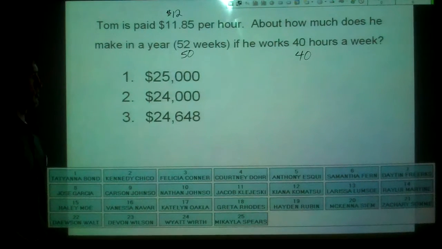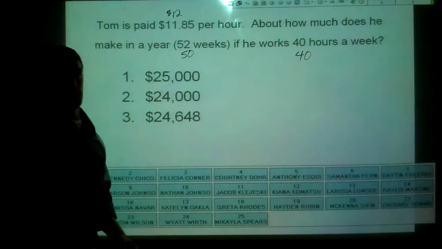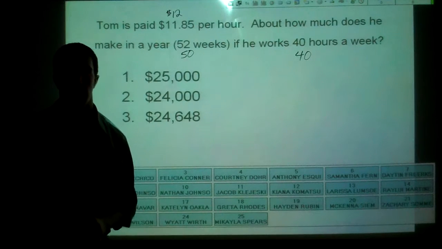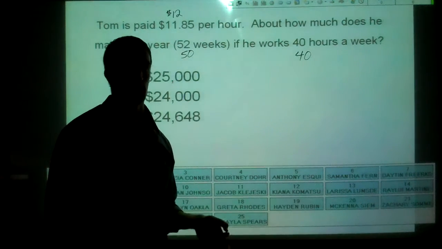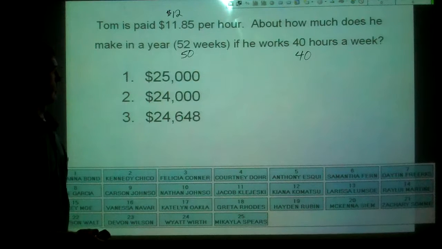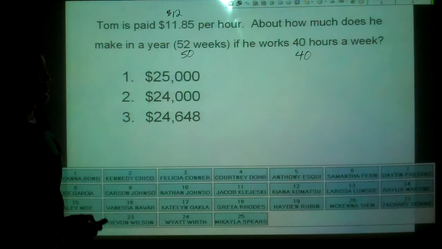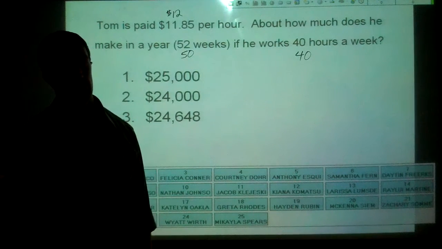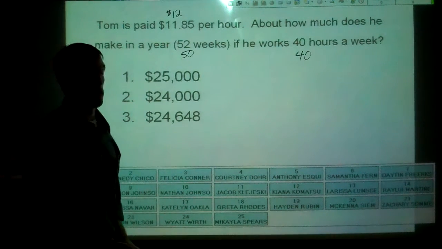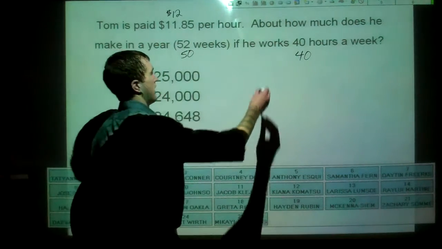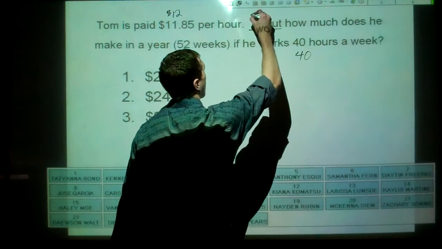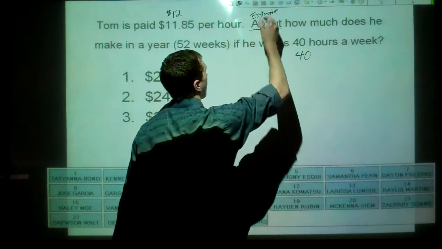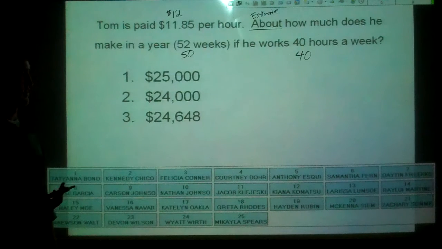So the book would have us round all of these things. I myself would prefer to keep this at 52. So when it comes down to it on a test or something, I'll accept either way. But if they give you that keyword about how much or about something, take advantage of it, because you can make the numbers much easier to work with. So about, that gives you the go ahead to estimate. And that way you don't have to get an exact answer.